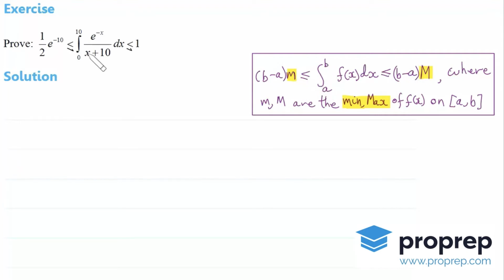Here the a and the b are 0 and 10. The m and the big M are going to be the minimum and maximum of the function on the interval from 0 to 10. We're going to find those out. Well, let's write down what we have.